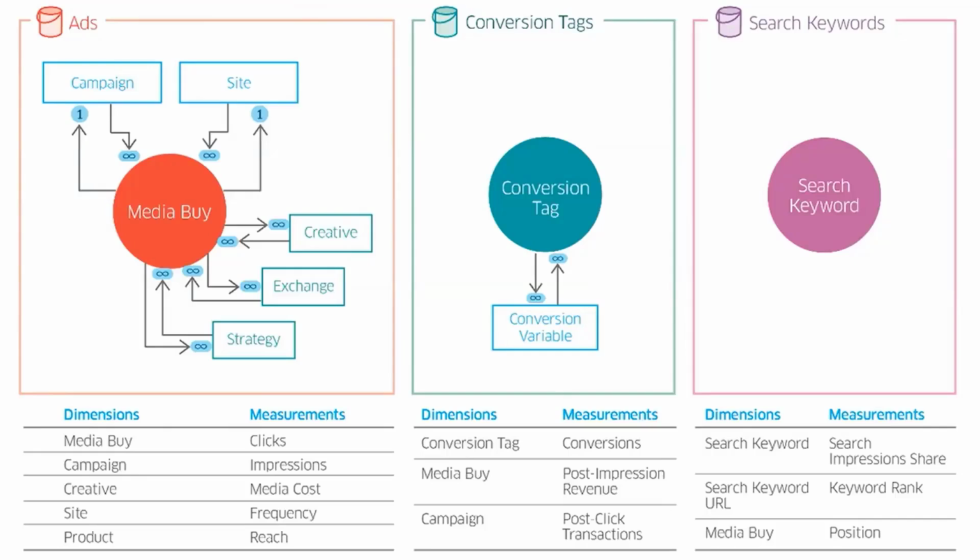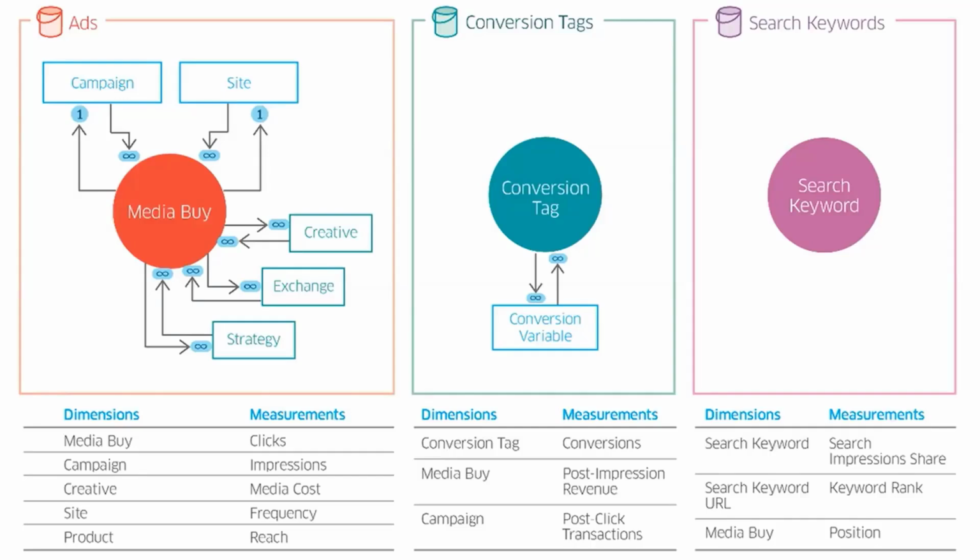In conversion we have conversion tags, media buy, campaign, and in measurements we have conversions, post-impression revenue, post-click transactions. For search we have the search keyword, the URLs and placements. So do you see any common factor in these three sets of dimensions and measurements? Media buy. Media buy, correct.